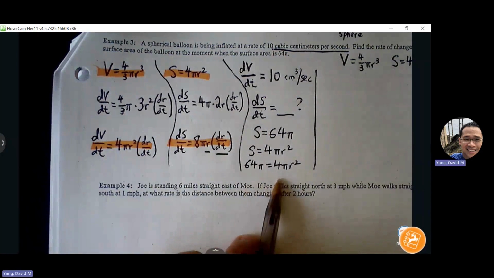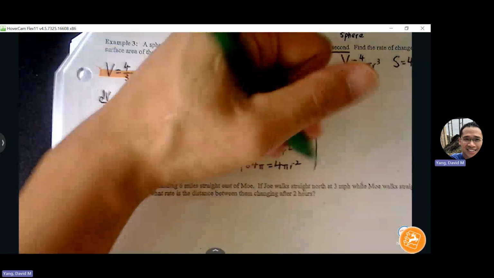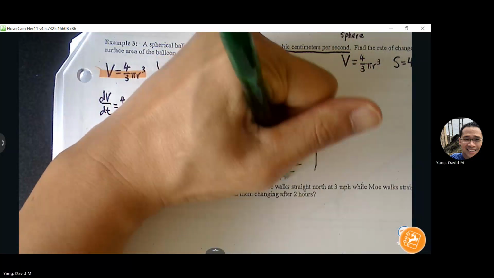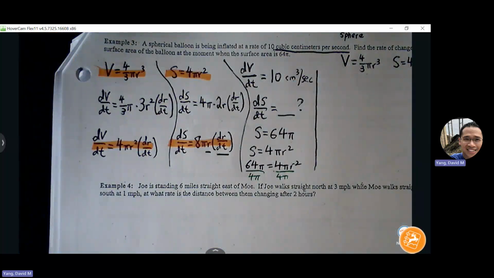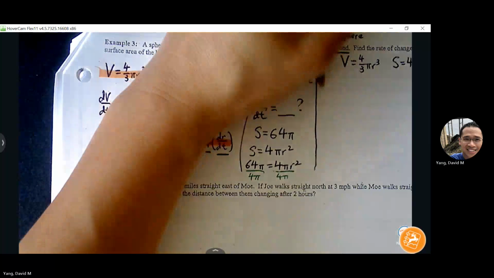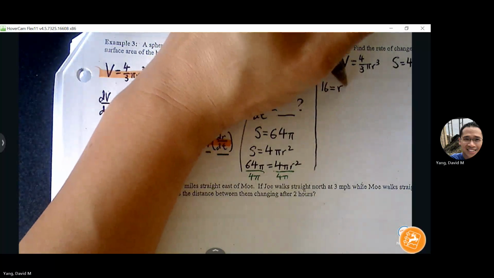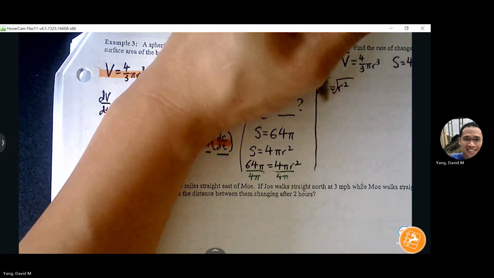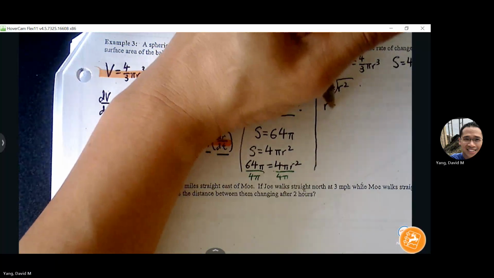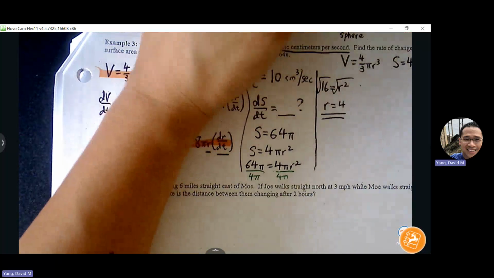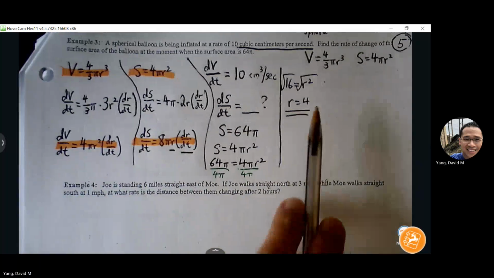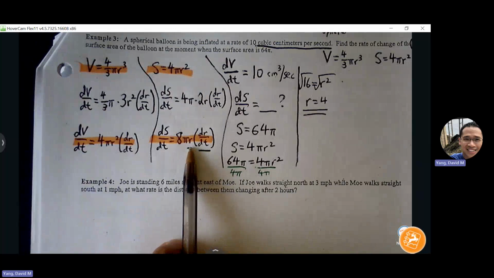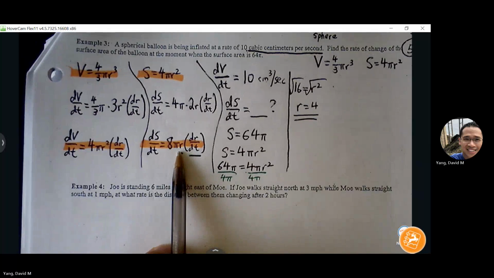Okay, I'll divide both sides by 4 pi. I'm just trying to solve for r here. 64 divided by 4 is 16. Take the square roots. Okay, so I have a piece of the puzzle there, r equals 4. So I know I can get there, okay? So that's one piece that I need.